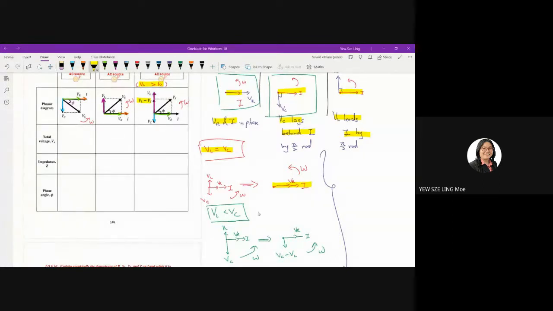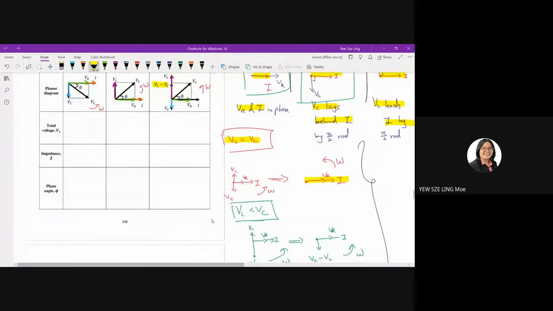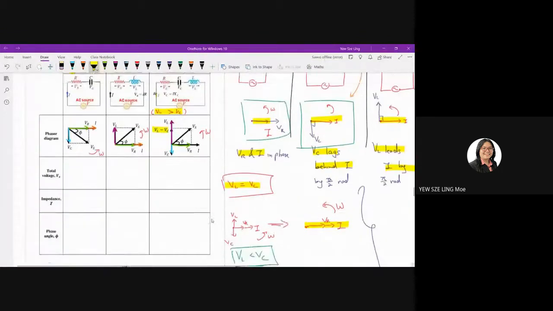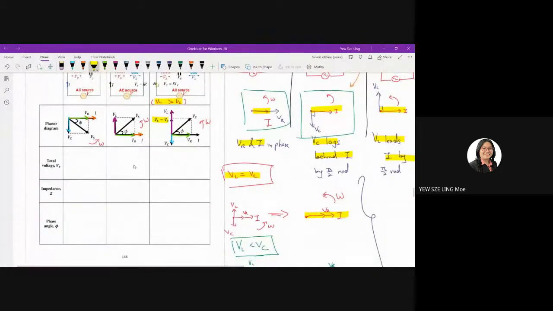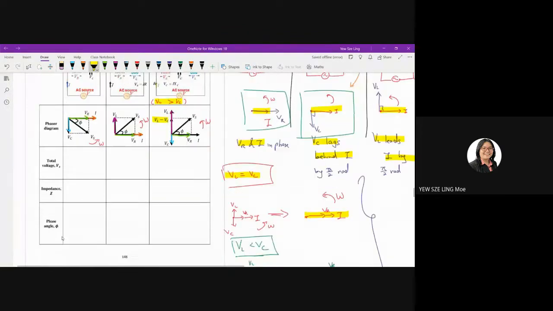Okay, so now let's see how to calculate the total voltage, which is the resultant voltage, and then the impedance and also the phase angle. One thing that you have to know is that the resultant voltage, impedance, and phase angle all depend on the circuit. It depends on whether you have one component, two components, or more, and it can be determined from the phasor diagram straight away.